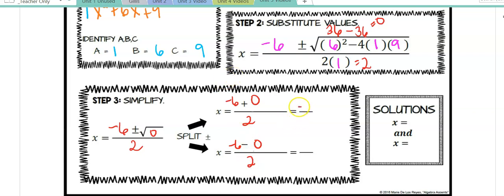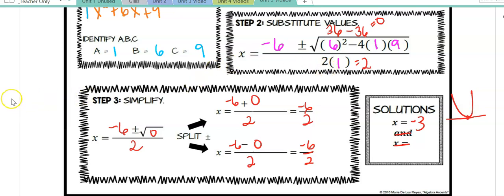So really what these both become is negative 6 divided by 2. Okay, those become negative 6 divided by 2, which is a negative 3. You only have one answer, negative 3, and we've talked about this several times. This is where your parabola just touches the x-axis on the vertex. Okay, so it's only one answer. And technically, we could have actually factored this, but this is just a way to show you. If you struggle with factoring, then go straight to this. This will help you out, I promise.